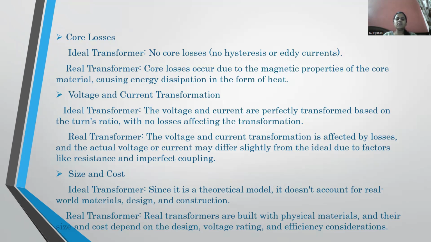The actual voltage or current may differ slightly from the ideal due to factors like resistance and imperfect coupling. When coming to the size and the cost, an ideal transformer is a theoretical model, so it doesn't account for real-world material, design, and construction. But real transformers are built with physical materials, and their size and cost depend upon the design, voltage rating, and efficiency of the transformer.